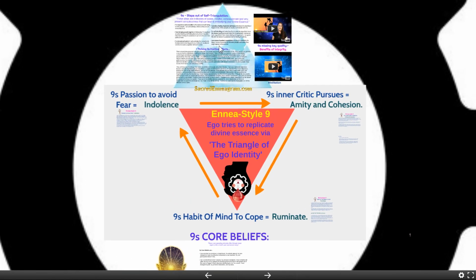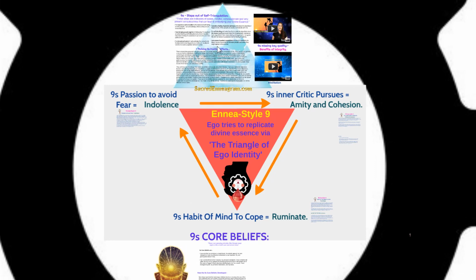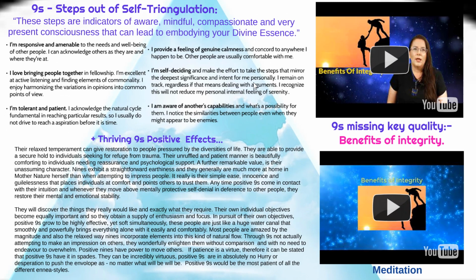But just now we're focusing on steps out of the self-triangulation. So if we find ourselves caught in the triangle of ego identity with all these habits and passions and fears and inner critics, if we find ourselves kind of in a cycle of ego identity, or they also call it ego fixation, up the top here in this section is how to get out of self-triangulation, which is how to get out of ego fixation for each Enneagram type or style.